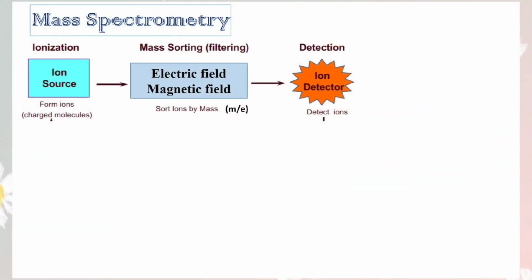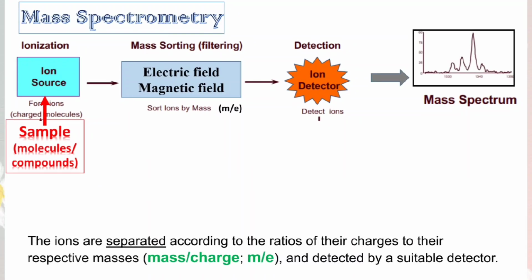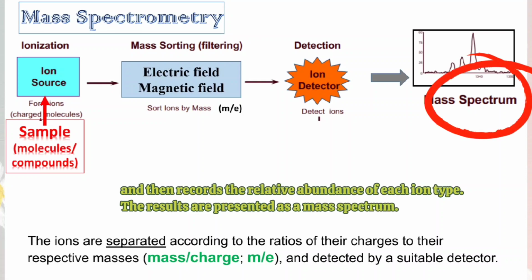At first, the mass spectrometer ionizes the sample into gaseous ions. The ions are separated according to the ratio of their charges to their respective masses, and then it records the relative abundance of each ion type. The results are represented as a mass spectrum.